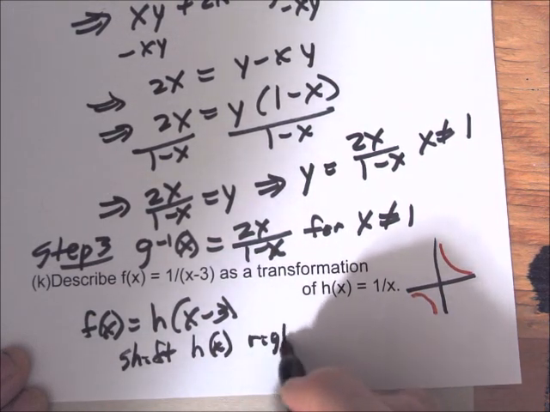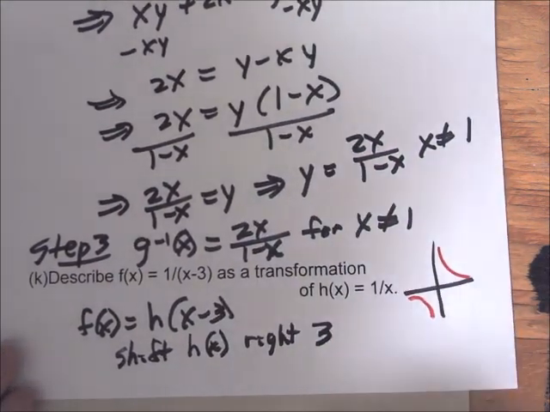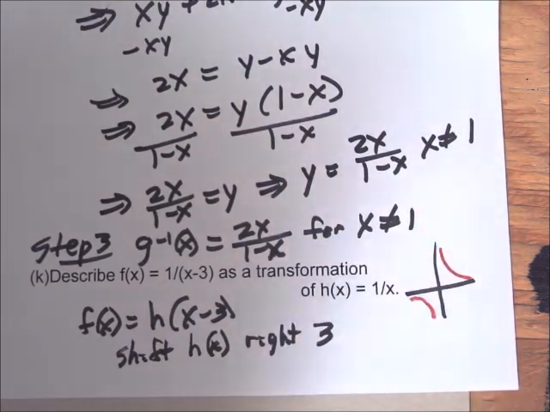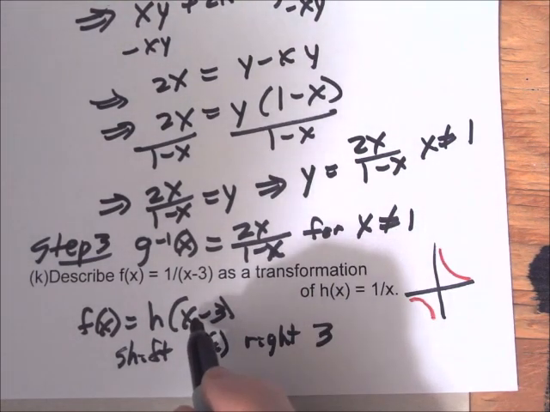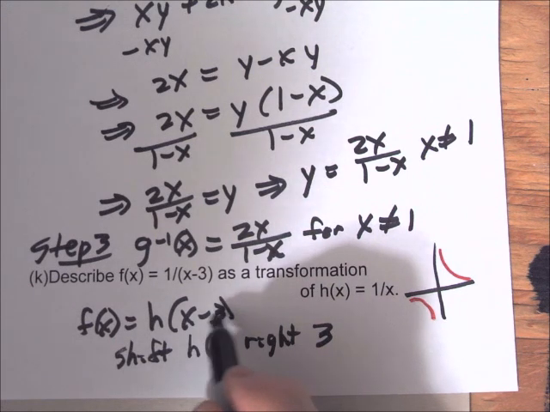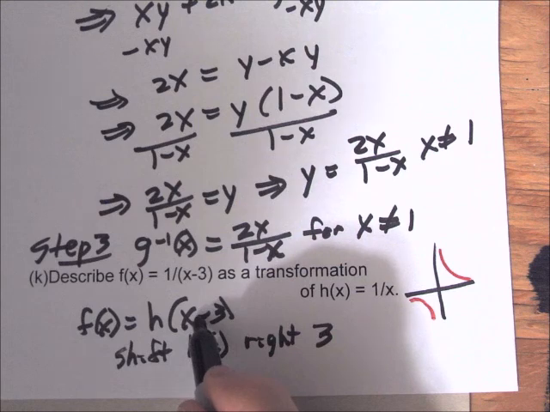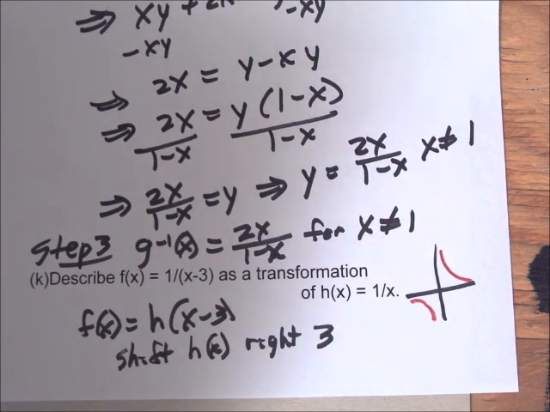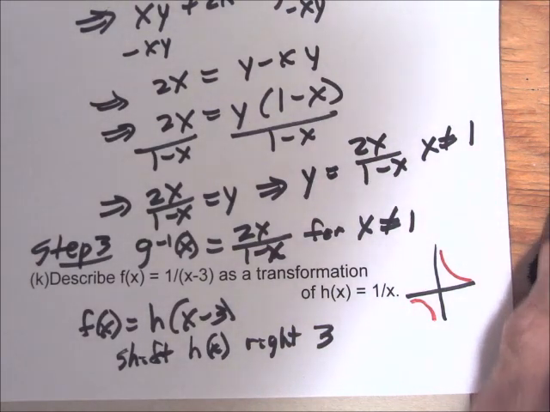So that's going to shift it right 3. You might think it goes to the left because of the minus sign, but when you're adding and subtracting or multiplying things to the inputs, it has the opposite effect of what it looks like. If you're adding and subtracting or multiplying to the outputs, then it goes in the same direction that you would expect. And this one is a little bit trickier.